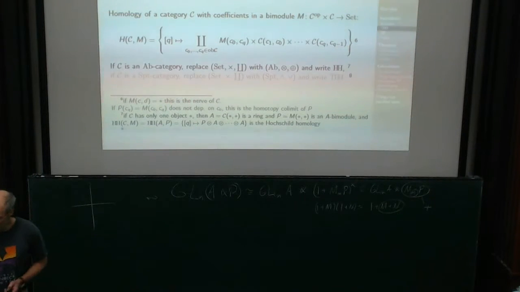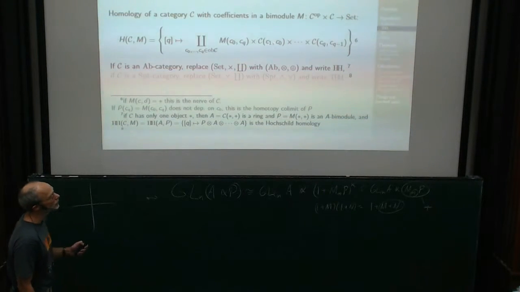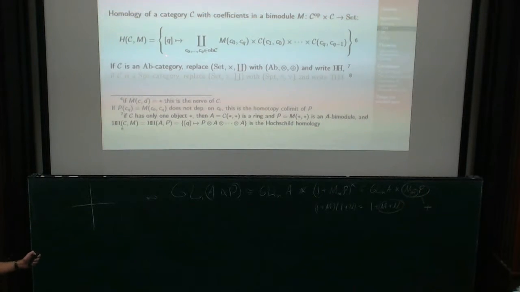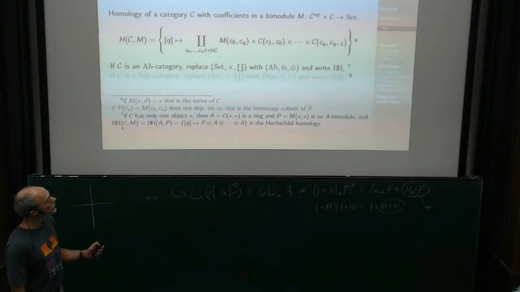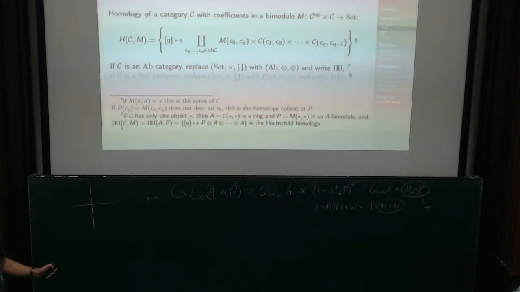And if your category by chance has the following nice property, that its morphisms are not just sets, they're actually abelian groups, and composition is bilinear, so it's an Ab-category in that language, then of course you replace sets by abelian groups. So this is a bimodule in the usual sense, times becomes tensor, and this disjoint union then becomes a huge sum. And that's Hochschild homology.